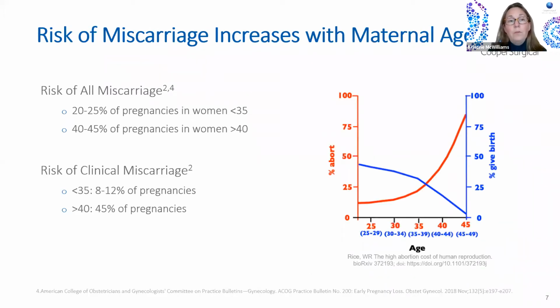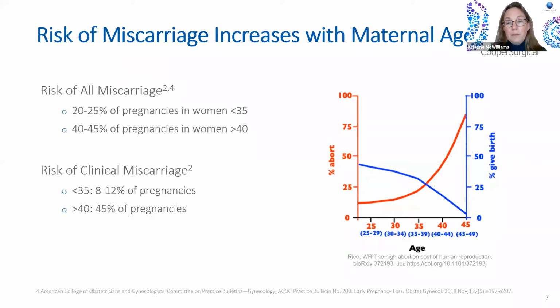As we know, the risk of miscarriage increases with maternal age. For all forms of miscarriage, subclinical and clinical, for younger women, less than 35 years of age, about 20 to 25% of pregnancies will end in miscarriage. However, for older women, those greater than 40, that will be the result of 40 to 45% of pregnancies.